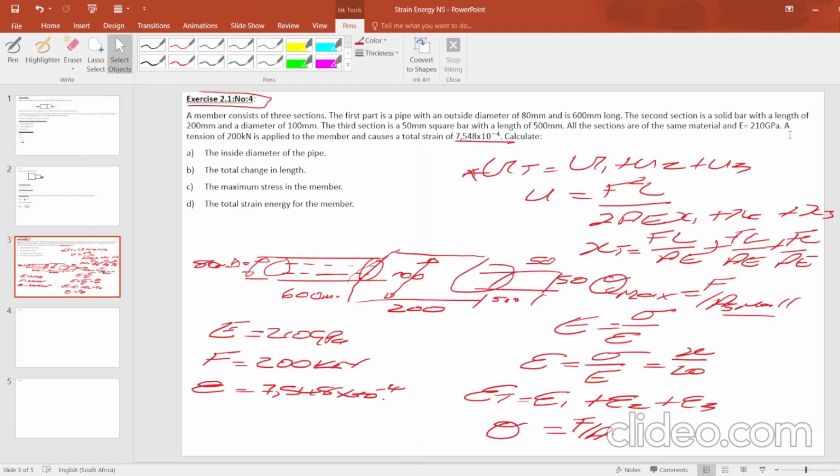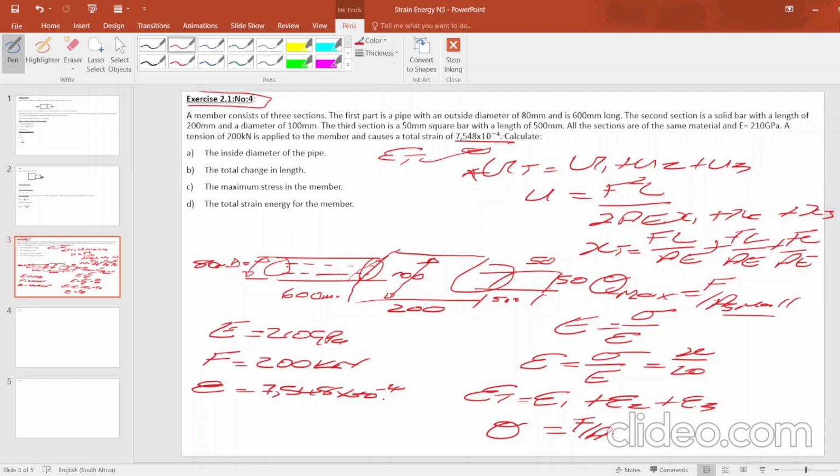They said a tension of 200 kilonewton is applied to the member and causes a total strain. It's a total strain. Right, and the first question they want us to calculate is the inside diameter of the pipe.